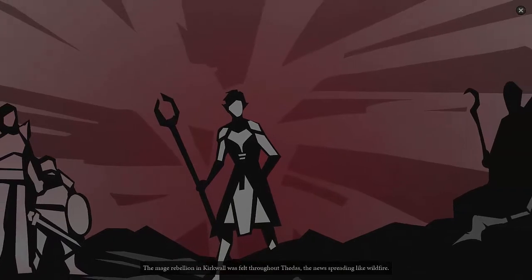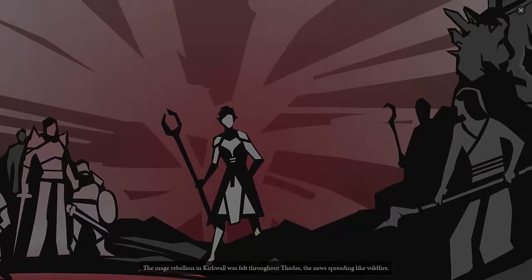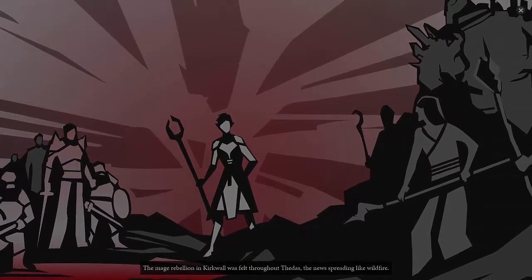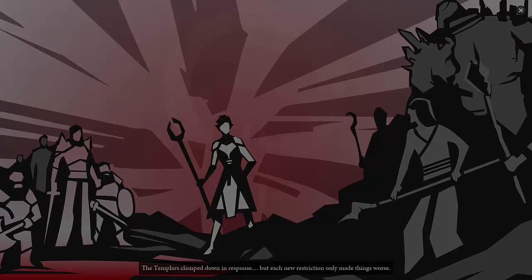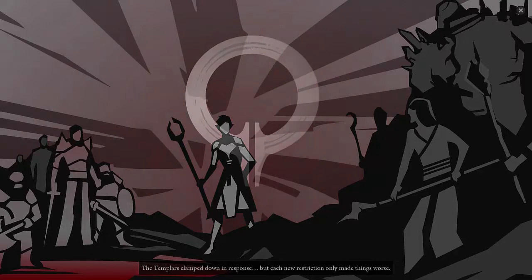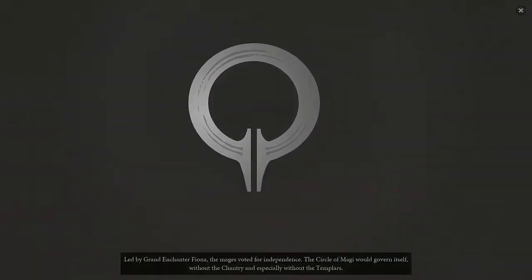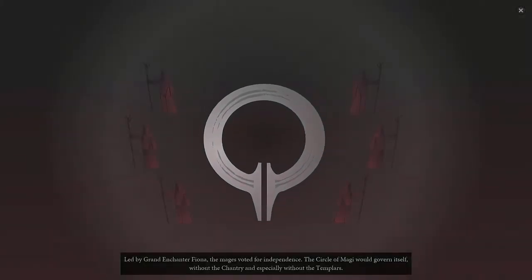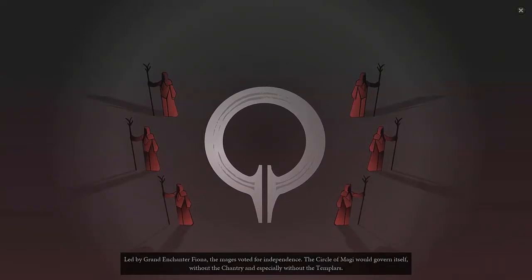The Mage Rebellion in Kirkwall was felt throughout Thedas, the news spreading like wildfire. The Templars clamped down in response, but each new restriction only made things worse. Led by Grand Enchanter Fiona, the mages voted for independence. The Circle of Magi would govern itself, without the Chantry and especially without the Templars.